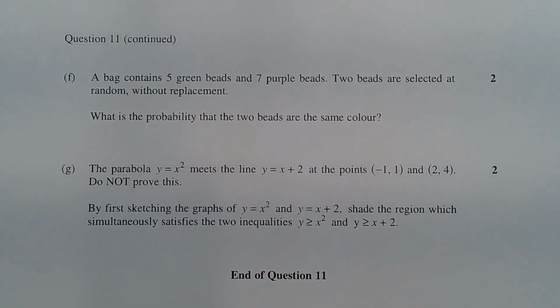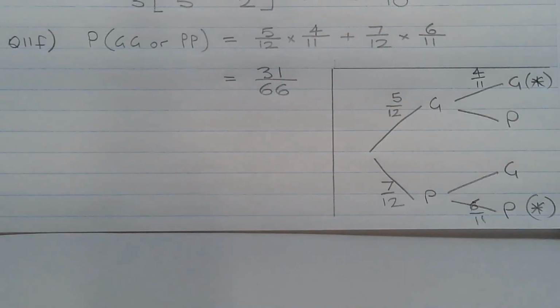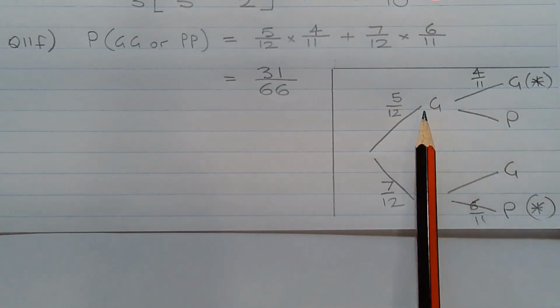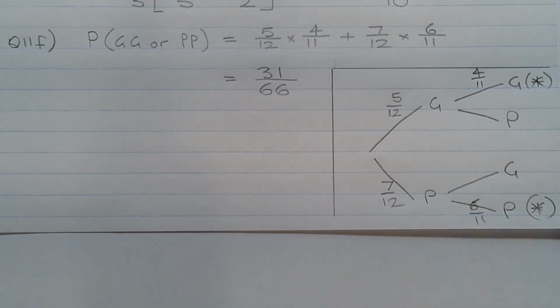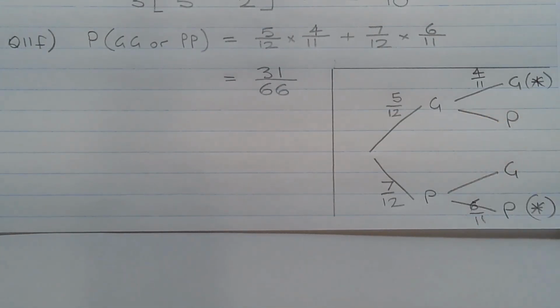Question 11F. A bag contains 5 green beads and 7 purple beads. 2 beads are selected at random without replacement. What is the probability that the 2 beads are the same color? This probability experiment has 4 outcomes: green green, green purple, purple green, or purple purple. Now we want to find the probability that the 2 beads drawn are the same color, so we're interested in green green or purple purple.